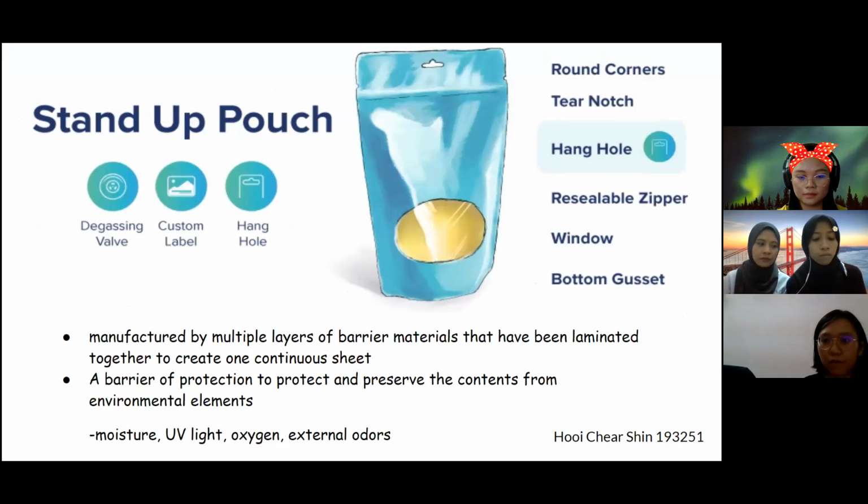It consists of a hang hole, tear notch, resealable zipper, window, and gusset. The gusset supports the pouch and lets it stand up. This packaging is manufactured from multiple layers of barrier materials that have been laminated together to create one continuous sheet. This barrier will protect and preserve the contents from environmental elements such as moisture, UV light, oxygen, and external odor.